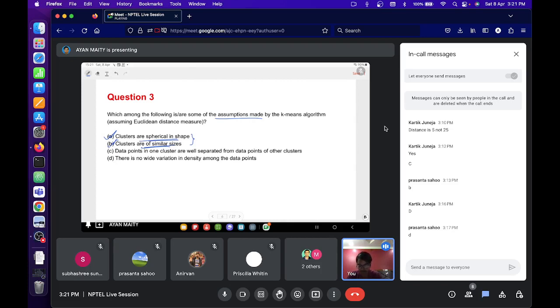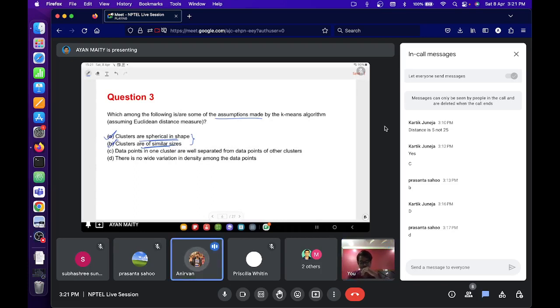And option D is that there is no wide variation in density. It also doesn't take care of the density of the points. Density-based clustering algorithms like DBSCAN take care of that, but k-means doesn't assume anything regarding the density. It doesn't think about density at all. It just tries to find the Euclidean distance, and based on that it creates the clusters. So options C and D are not true. A and B are the two correct assumptions made by k-means.